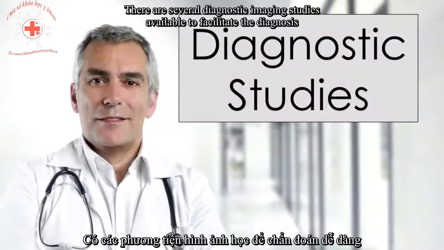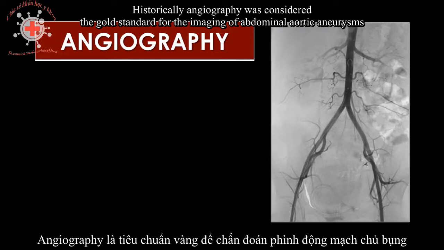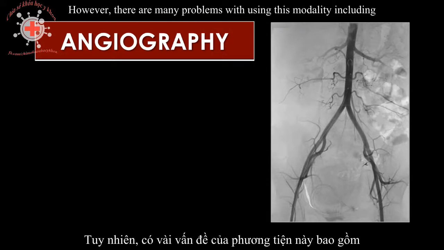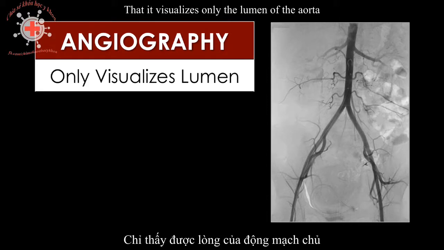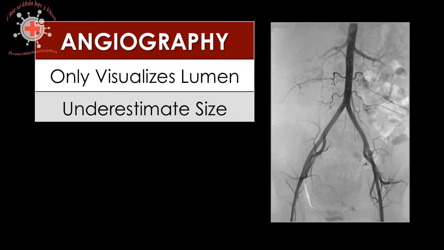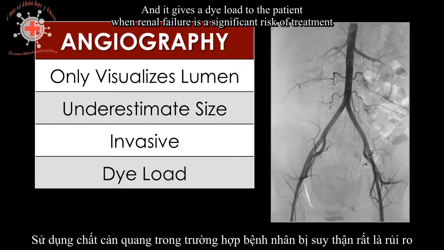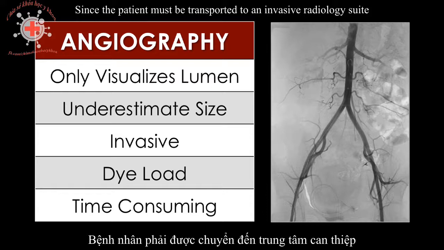There are several diagnostic imaging studies available to facilitate the diagnosis. Historically, angiography was considered the gold standard for the imaging of abdominal aortic aneurysms. However, there are many problems with using this modality, including that it visualizes only the lumen of the aorta, it underestimates the size of the abdominal aortic aneurysm, it is invasive, and it gives a dye load to the patient when renal failure is a significant risk of treatment. Finally, it's time-consuming since the patient must be transported to an invasive radiology suite.